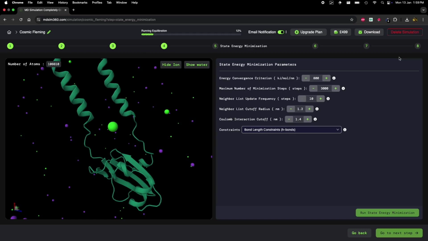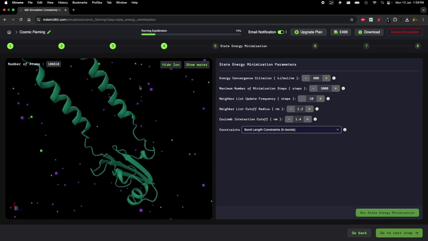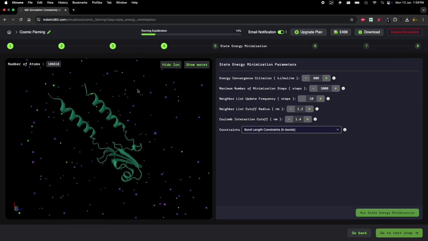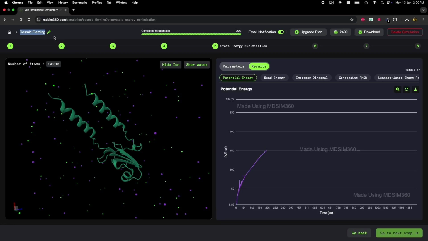After that, the system undergoes NVT equilibration, where the temperature is stabilized at a constant value, followed by NPT equilibration, where both pressure and temperature are controlled to ensure a realistic environment. Finally, the system enters the production run, where data is collected for analysis, simulating the system's behavior under the desired conditions.